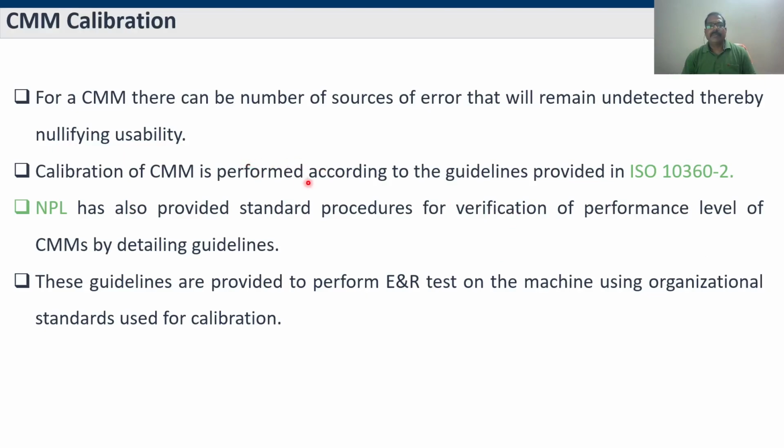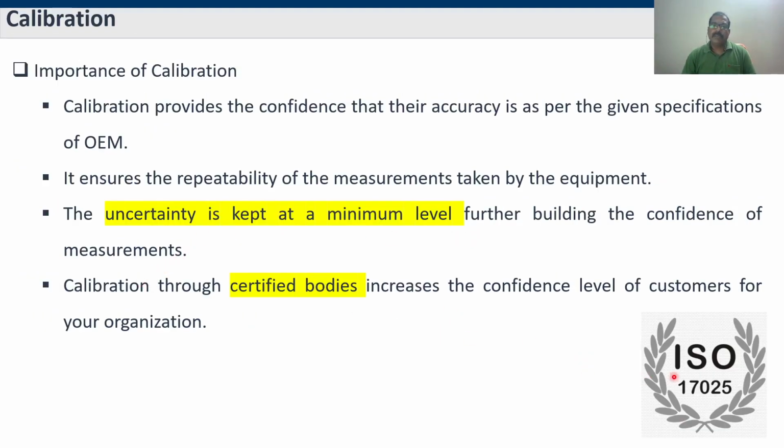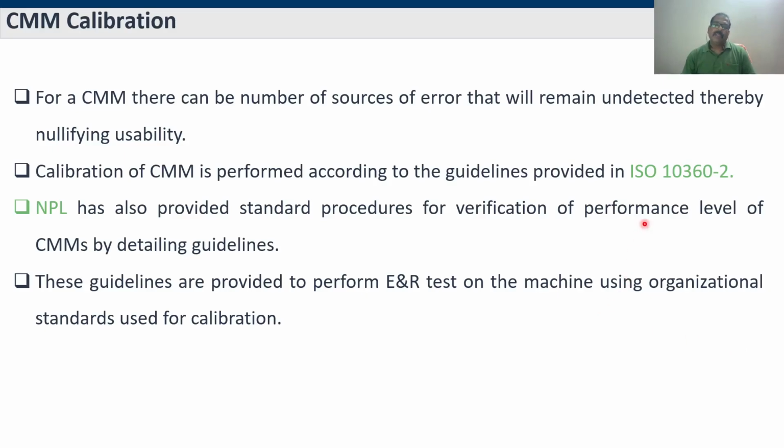Calibration of CMM should be performed according to the ISO. What ISO do we have to use? 10360-2. I will explain what 10360-2 is. I recommend that you go through at least what ISO 10360 is, and also the previous ISO, as I said, ISO 17025. 17025 gives the general calibration or general testing procedure, but ISO 10360-2 explains the calibration of CMM.